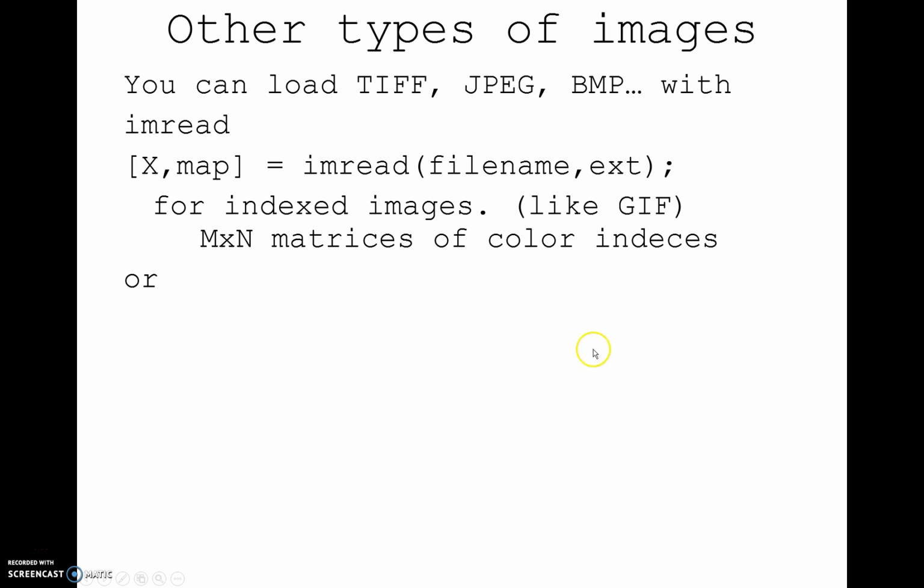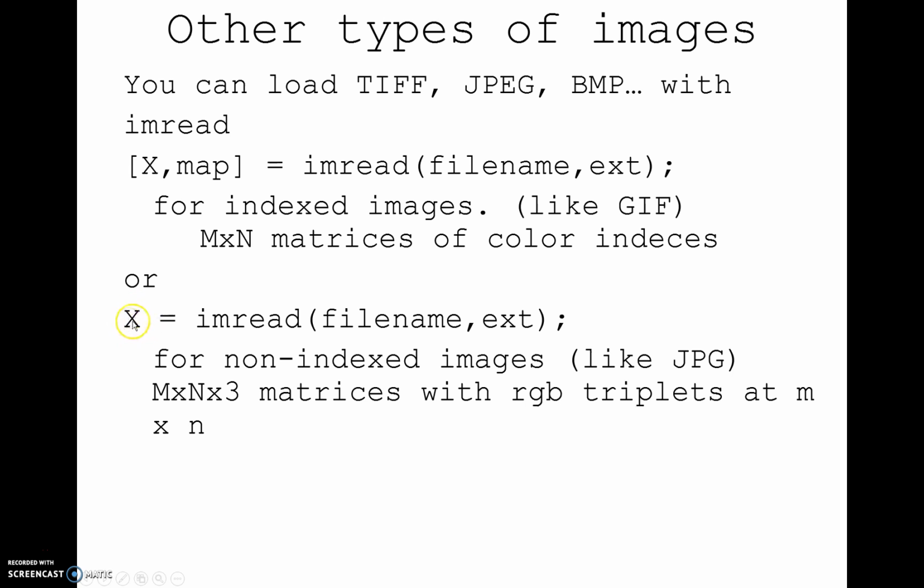So we can, instead of just loading this default image in Matlab, we can also upload or load in different files like a TIFF or JPEG or BMP with this command imread, image read. If you use it for indexed images, which are what we've already had, where the values in the image variable represent some rows of the color map, like a GIF, for example, then we load in X and map, where X is the data and map is the color map. So X becomes an M by N, rows and columns, matrix of color indices. Or we could use it to load in just a single image, non-indexed images like JPEG files.